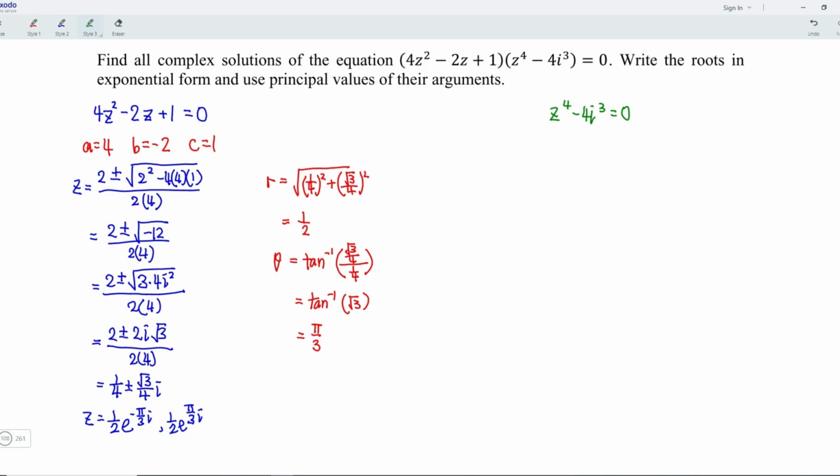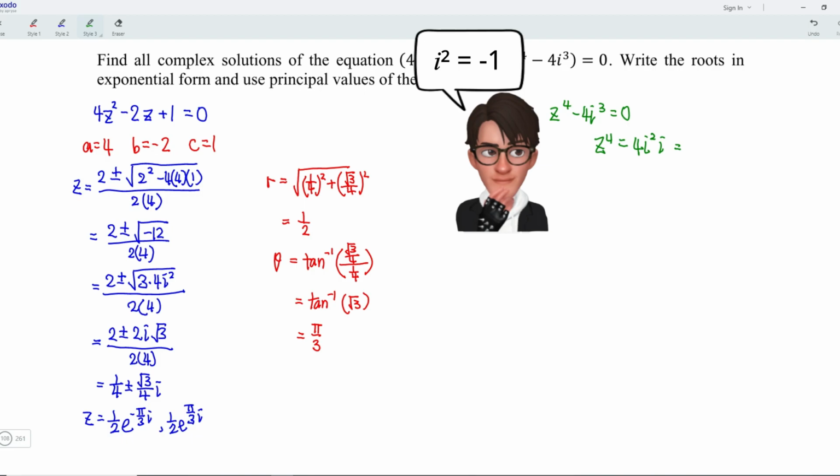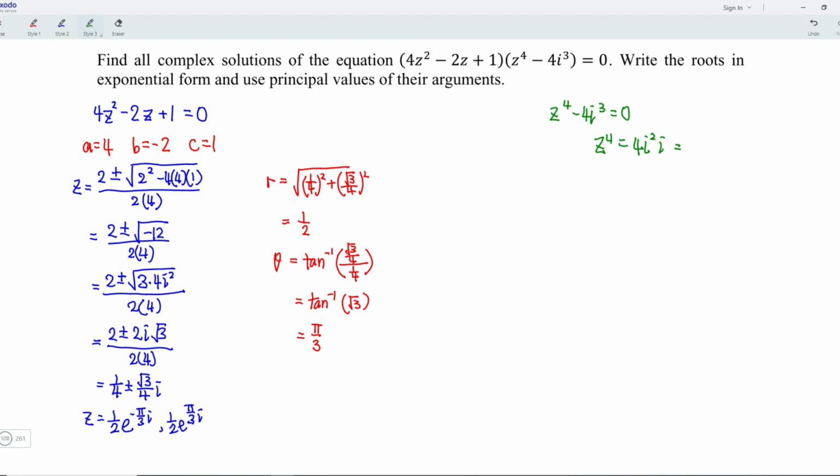I'm going to first rewrite the equation. We should have z to the power 4 is equal to negative, bring over to the right hand side becomes positive, 4i cubed. i cubed is simply i squared multiply i, and we know that i squared is negative 1, so we have 4 multiply negative 1, which is negative 4, and i remains.